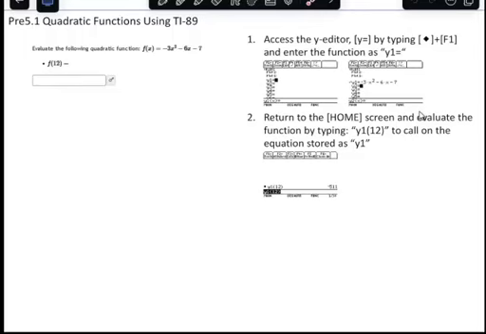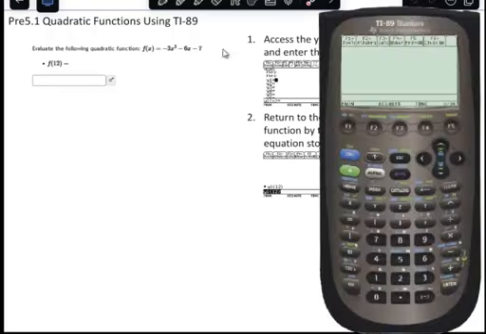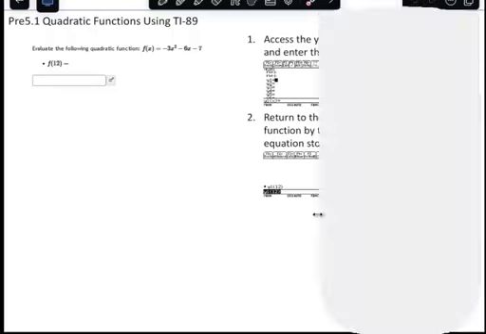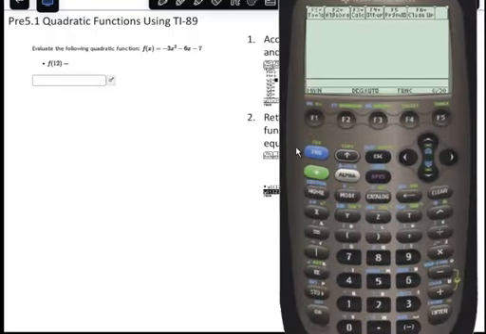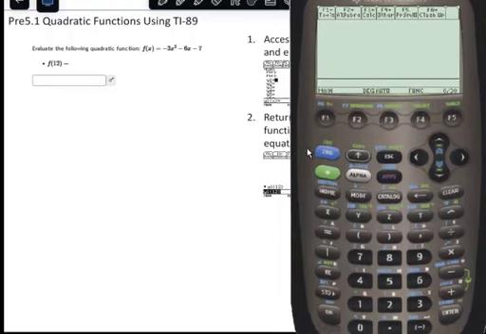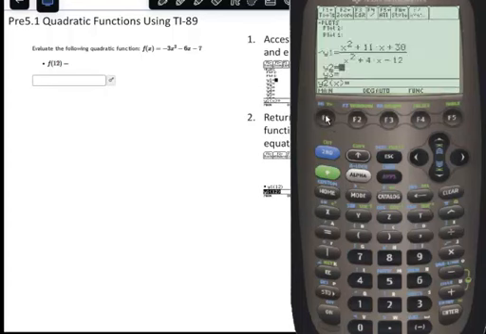The first thing here is if you're going to evaluate any functions using the TI-89, there are two different ways you can do this. One way is to go into your Y editor and just enter your equation directly into the Y editor. So that's going to look like this.